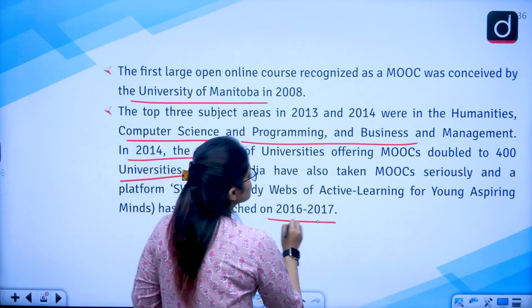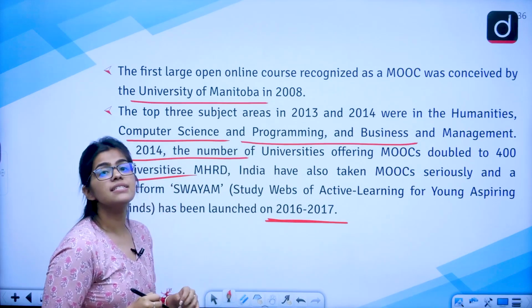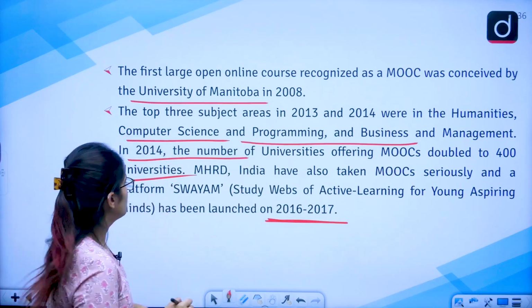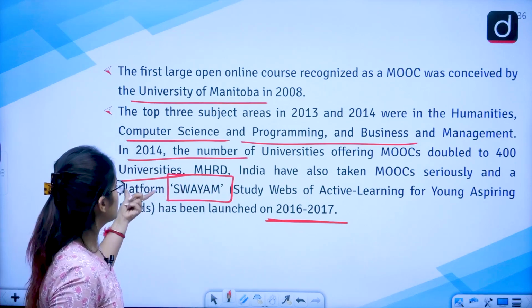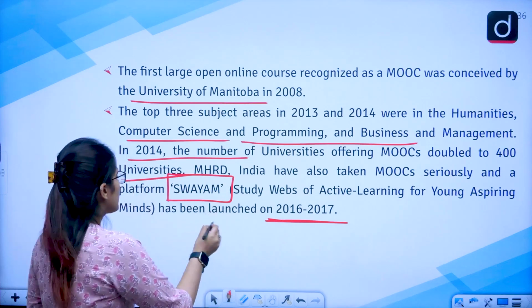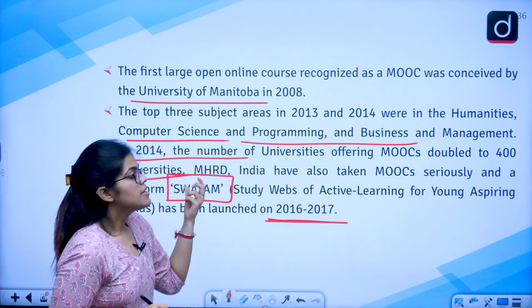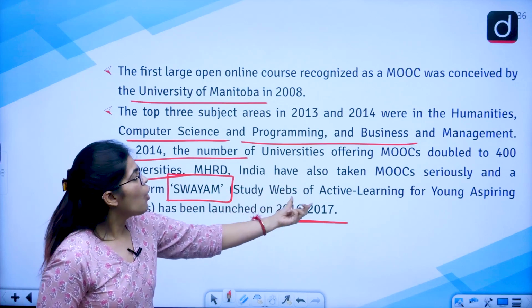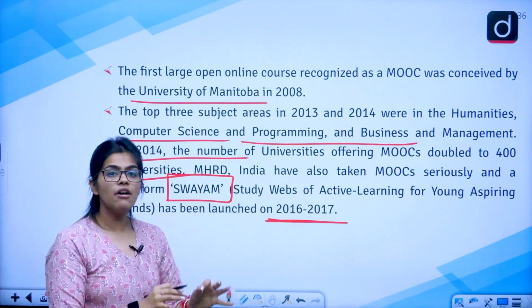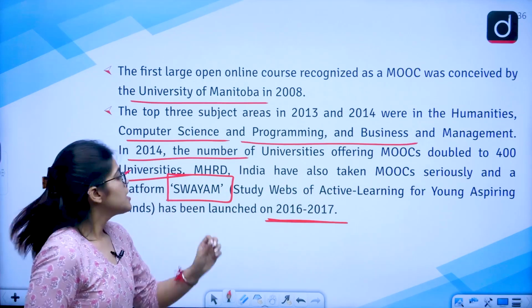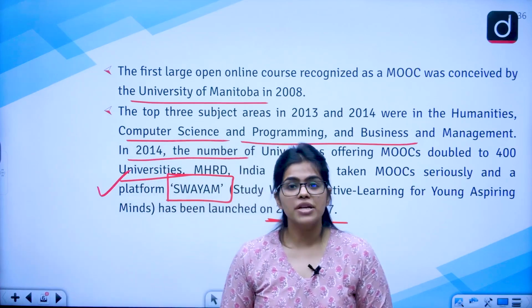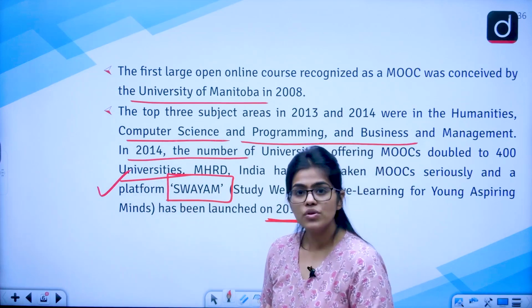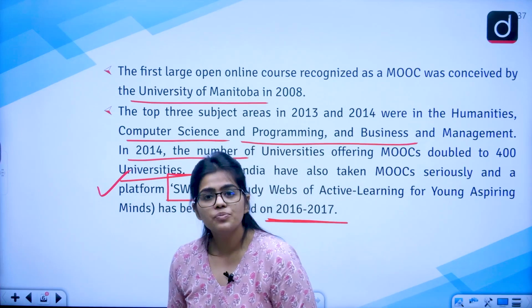And around 2016 to 17, they started with their own MOOC course called the Swayam. Our very own Indian platform Swayam. Again, the full form is important. Swayam stands for Study Web of Active Learning for Young Aspiring Minds. Swayam is a platform that was launched which gave tailor-made courses that the students can do.